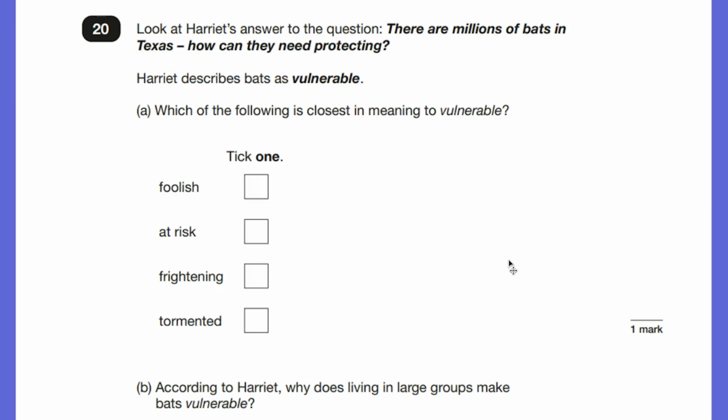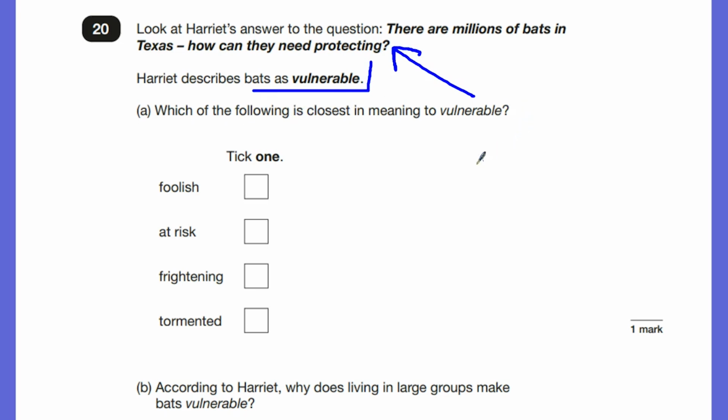Question number 20. Okay, so look at Harriet's answer to the question. There are millions of bats in Texas. How can they need protecting? So here we go. We're looking in this section. Harriet describes the bats as vulnerable. Which of the following is closest in meaning to vulnerable?